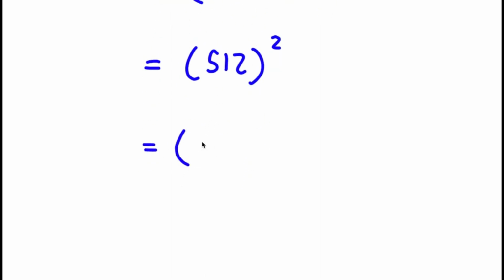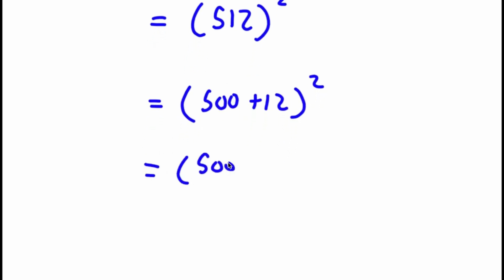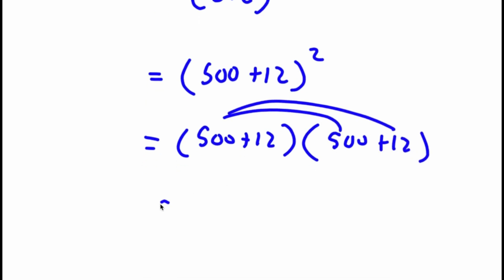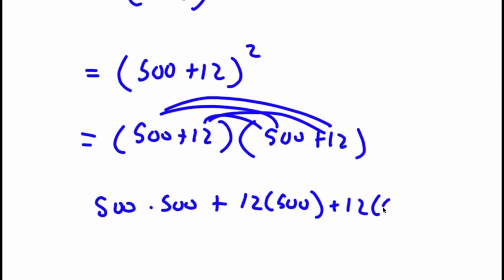512, I'm going to rewrite this as (500 plus 12) to the power of 2. Now this is the same thing as (500 plus 12) times (500 plus 12). So to solve this, I'm going to first start by distributing the 500. So now I have 500 times 500 plus 12 times 500. Now if I distribute the 12, I have plus 12 times 500 plus 12 times 12.